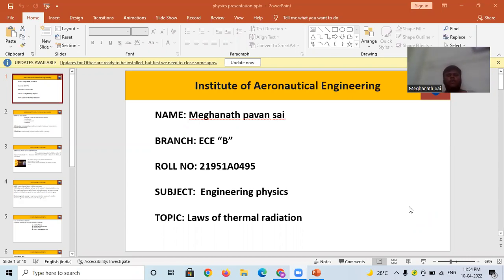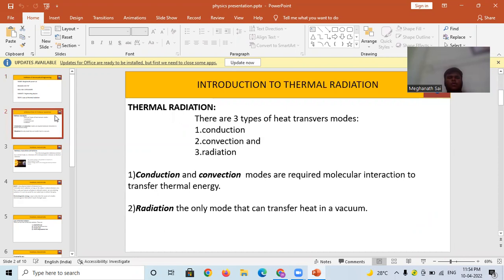My topic is about loss of thermal radiation. This slide shows the introduction to thermal radiation. There are three types of heat transfer modes: conduction, convection, and radiation. Conduction and convection modes require molecular interaction to transfer thermal energy. Radiation is the only mode that can transfer heat in a vacuum.